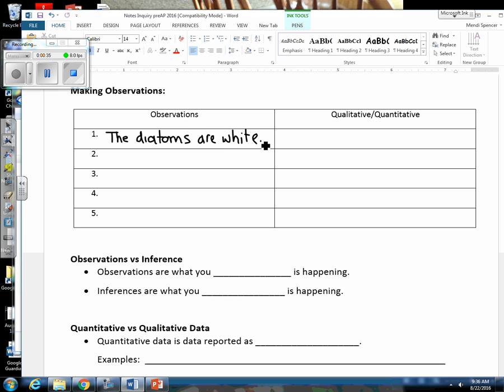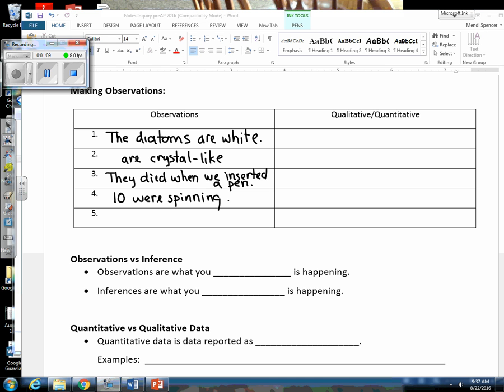I heard the diatoms are crystal-like. Afterwards, some observations that I heard were they died when we inserted a pin into the water. Another observation is 10 were spinning. Many of you noted that they would be spinning in circles. And then many of you had, they started moving.